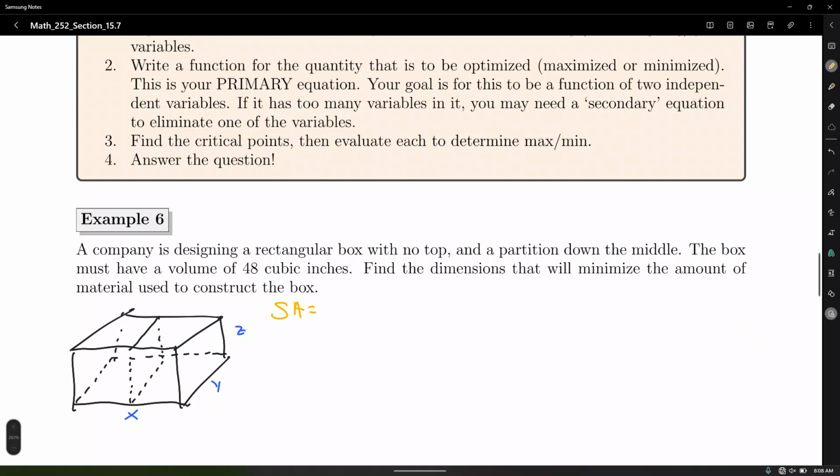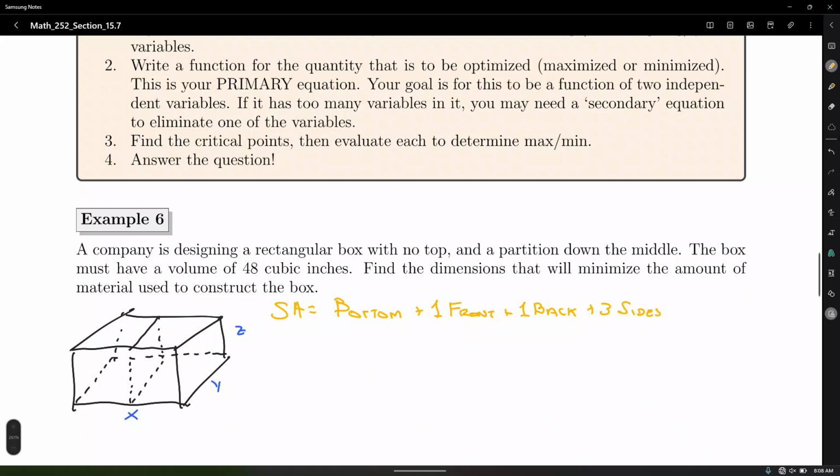That means we have one bottom. What else do we have? We have one front and one back. What about the sides? How many sides do we have? Three sides: the left, the right, and the one in the middle. So plus 3 sides.